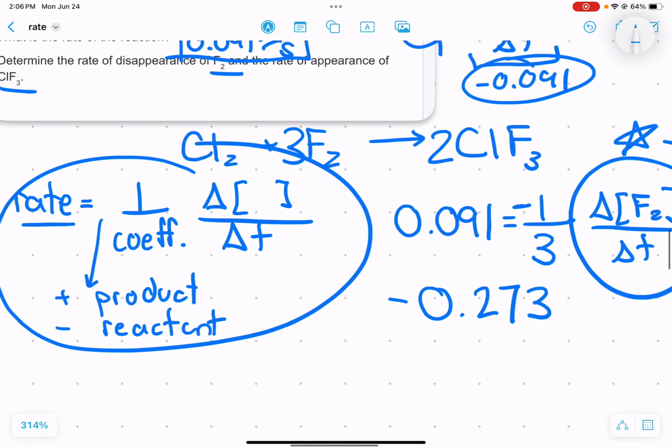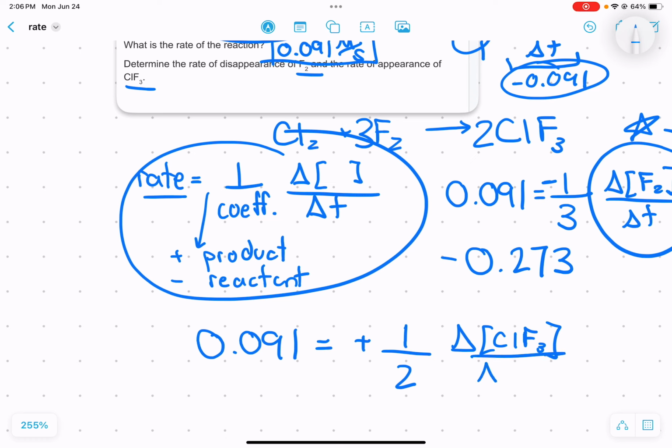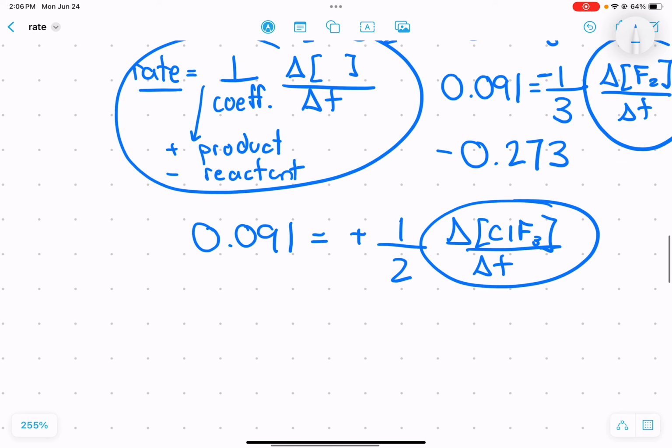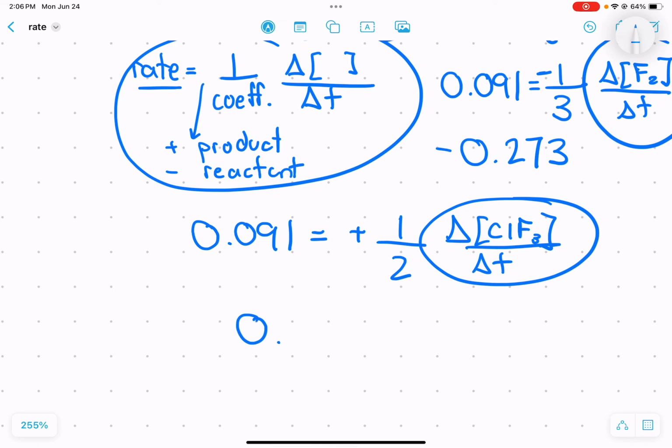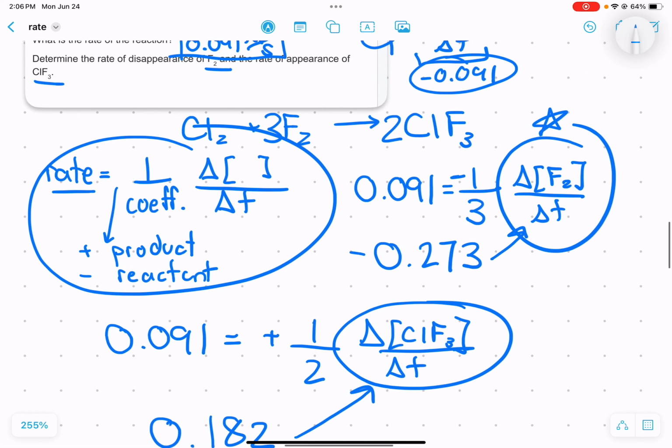Okay, for ClF3, same thing, 0.091 is equal to positive 1 over the coefficient, change in the concentration of ClF3 over change in time. This is the thing you're looking for. So to isolate that, you multiply both sides by 2 and get 0.182 for the change in concentration of ClF3. Okay?